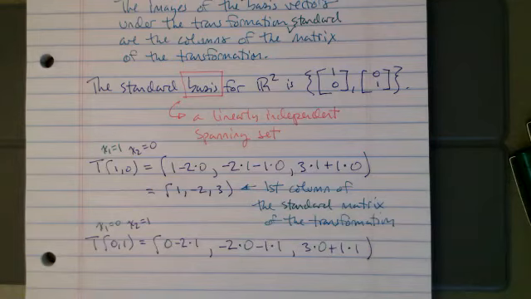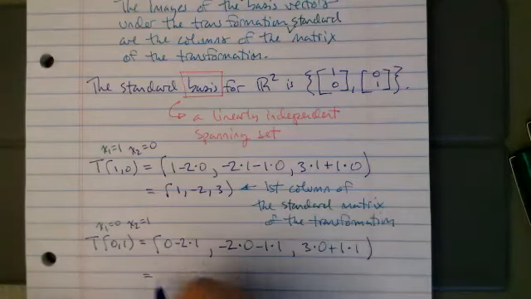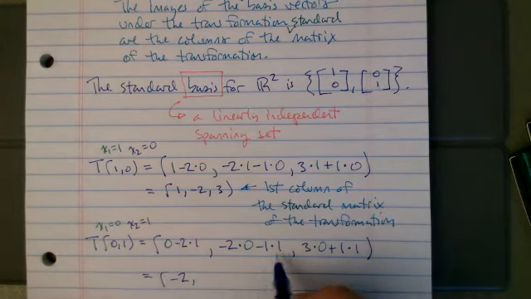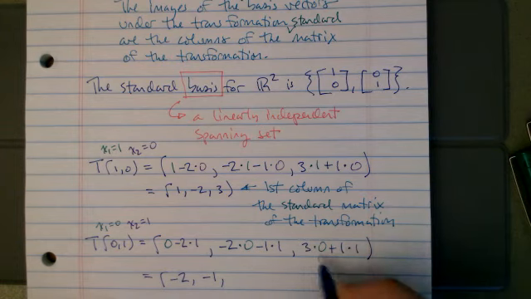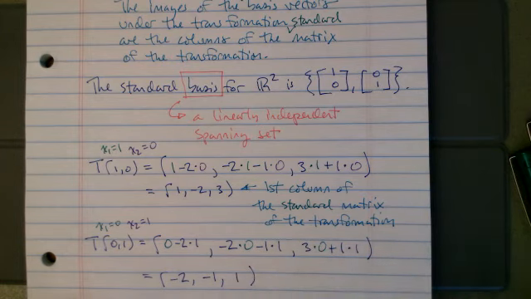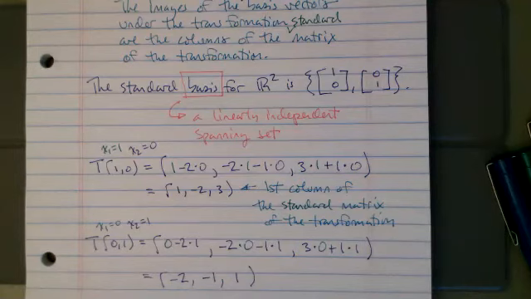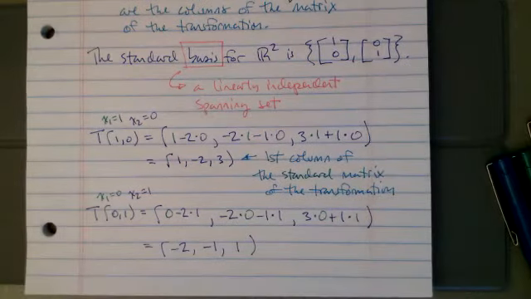So the second column of the standard matrix will look like 0 minus 2, so negative 2, 0 minus 1, negative 1, and then 0 plus 1, 1. So the second column of the standard matrix of the transformation is negative 2, negative 1, 1. So the standard matrix of the transformation is going to have 2 columns. First column will be 1, negative 2, 3, and the second column will be negative 2, negative 1, 1.